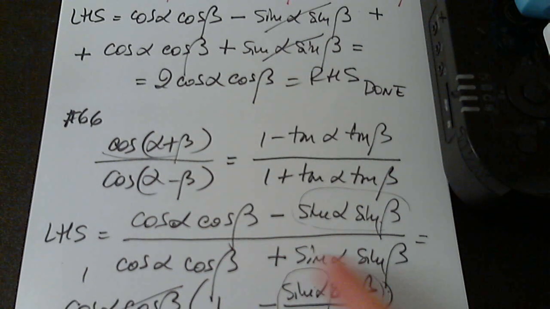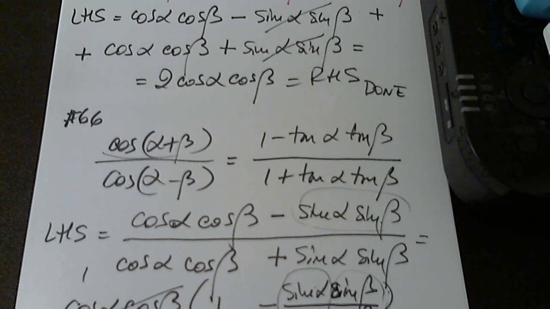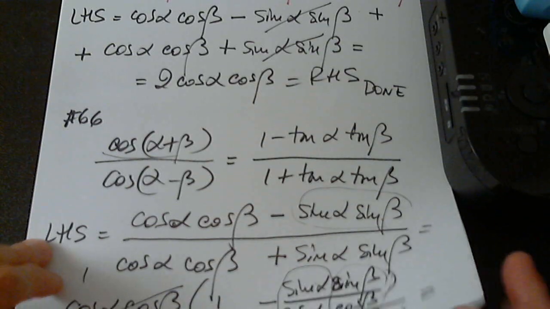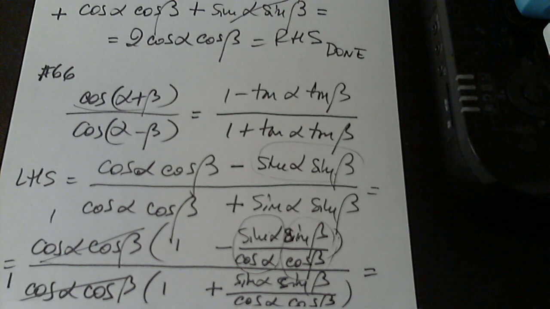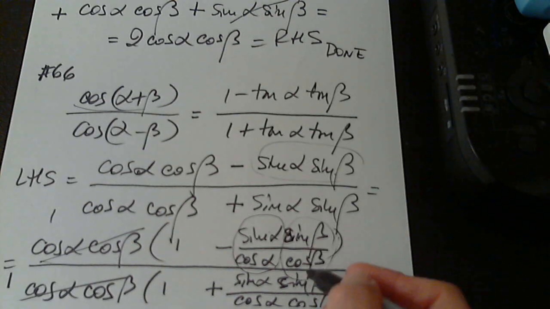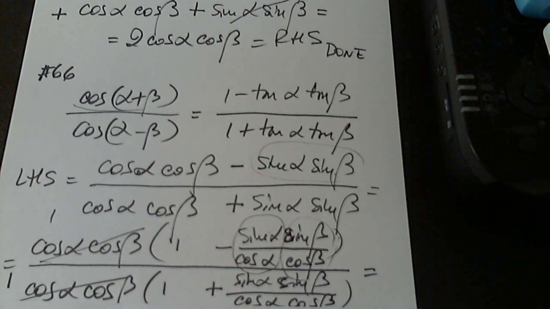So we have the same thing in the denominator with plus. Sine alpha, sine beta over cosine alpha, cosine beta. And it's done. I just have to rewrite it as 1 minus tangent alpha, tangent beta, and the same thing in the denominator with plus. Tangent alpha, tangent beta.